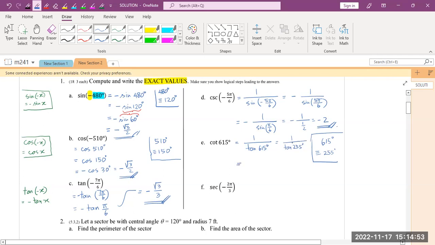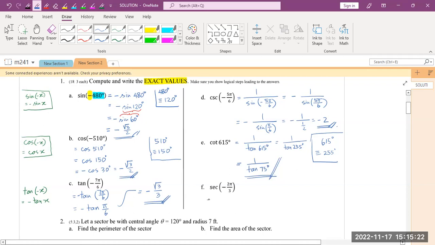This is quadrant 3, where tangent is positive. So the reference angle is 75 degrees. I think this is the furthest we can go. I don't remember the exact value of tangent 75 degrees until the next test. Actually, we will learn that in chapter 5. So let's just leave it here. It happens to be not one of the special angles.